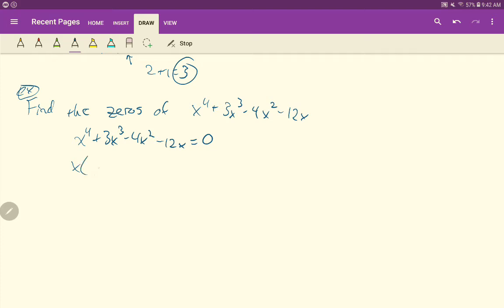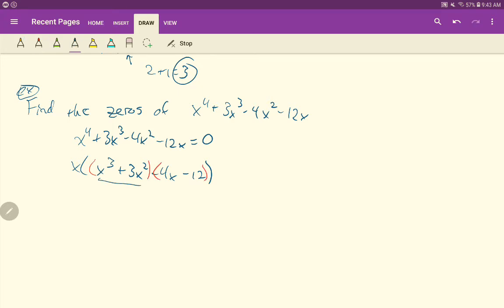So I'll take out an x, which leaves me with x cubed plus 3x squared minus 4x minus 12. Okay, now if I look here, I have 1, 2, 3, 4 terms. And that means I can maybe try grouping here. So again, let's try grouping. Let's imagine I put parentheses around this, parentheses around this. Let's see if we can factor by grouping.